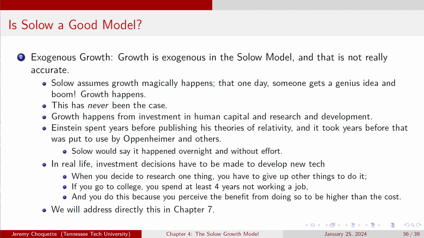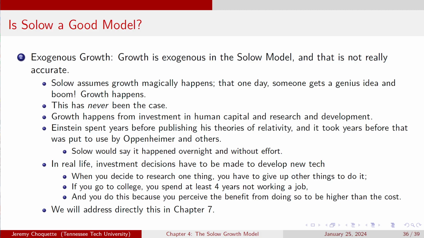There's also research and development. Einstein spent years before he published his theories of relativity, and it was still years before Oppenheimer and others took some of those implications and put it to their own use. Solow, right, according to this model, would say that it just sort of happened overnight and without effort. But think about how much time Einstein had to spend, not just doing his research on the theory of relativity, but all the training he needed to be able to start that research.